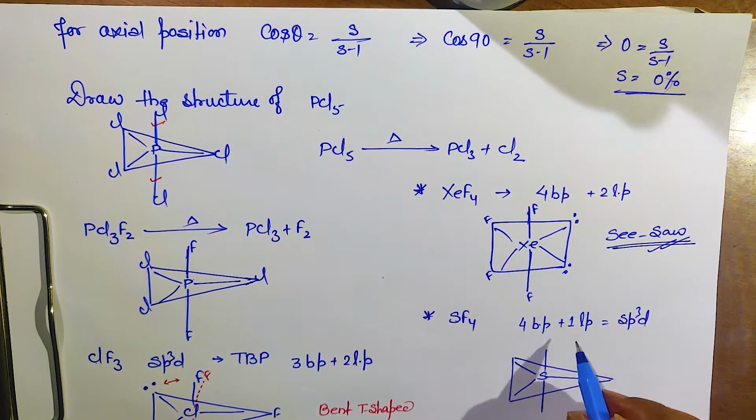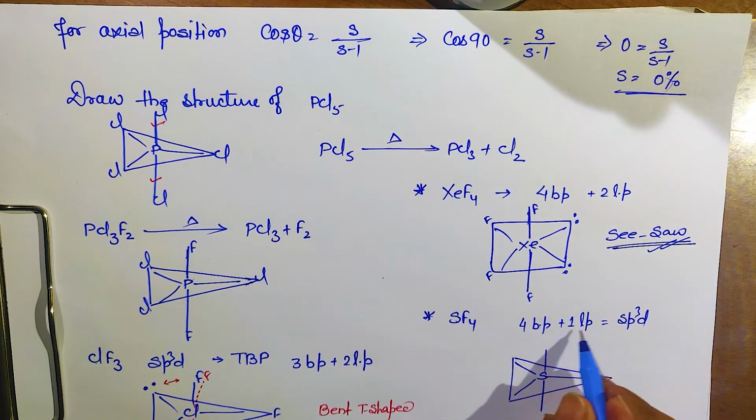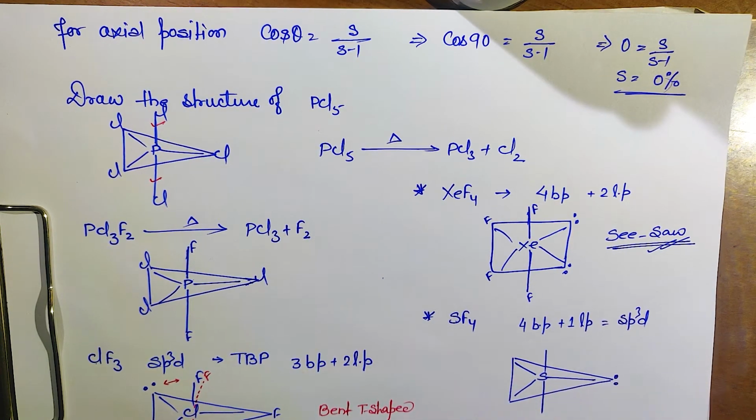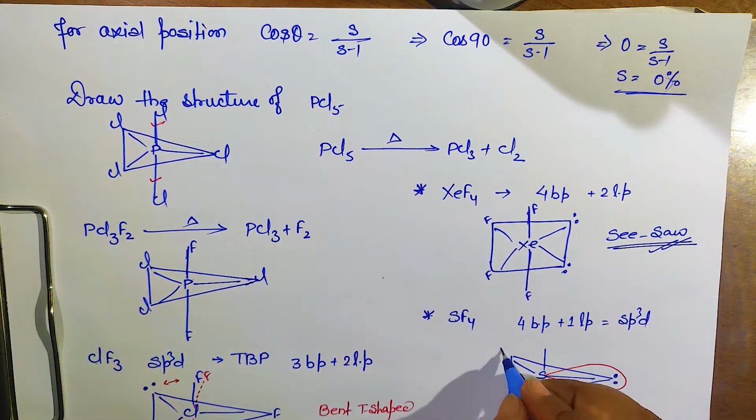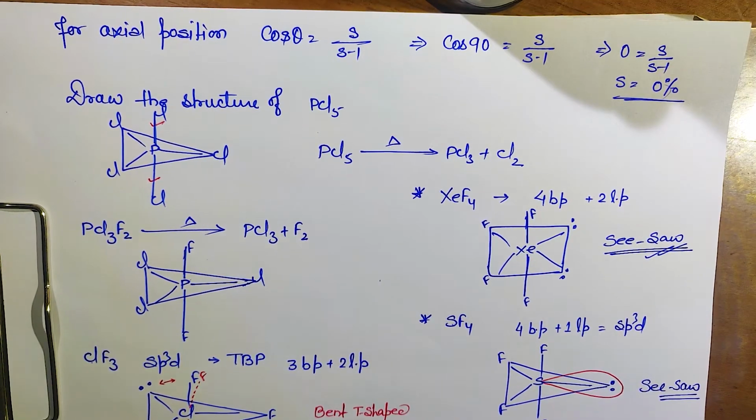how many lone pairs are there? One lone pair over here. A lone pair tries to reside on the equatorial position. So we will not keep it on the axial position, because these two are the same and there is only one lone pair. So we will keep the lone pair over here. And the 4 fluorine, we will keep on these. So what is the shape of this compound? This is also seesaw.